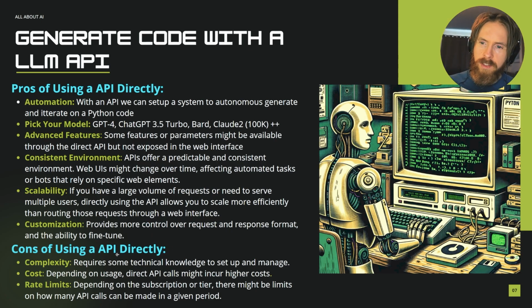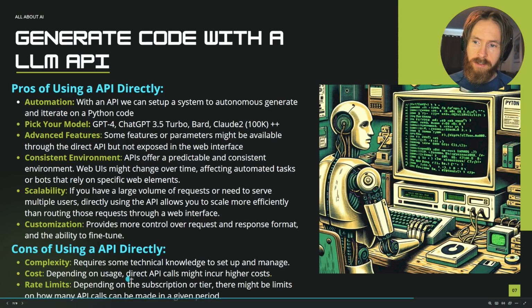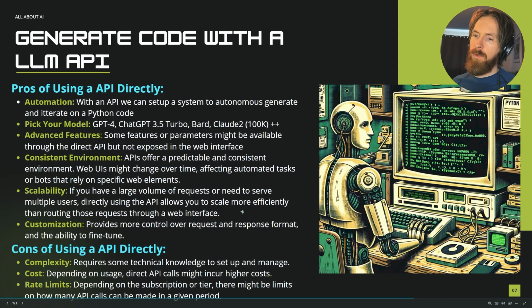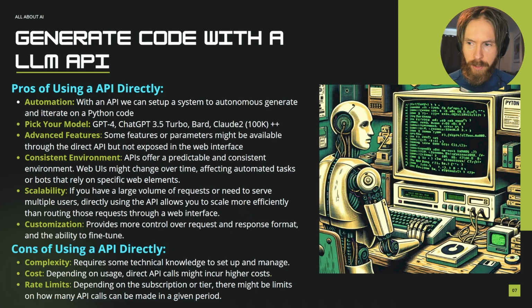So some cons I found here, it can be very complex. So you need some technical knowledge. It's not as easy as just using the ChatGPT browser. Yeah, cost can be more expensive if you have a lot of calls for the API. And yeah, you can run into rate limits too. We're probably gonna cover this in another episode, but this can happen if you do a lot of API calls. You can be restricted for a period. So those are some things about the LLM API.